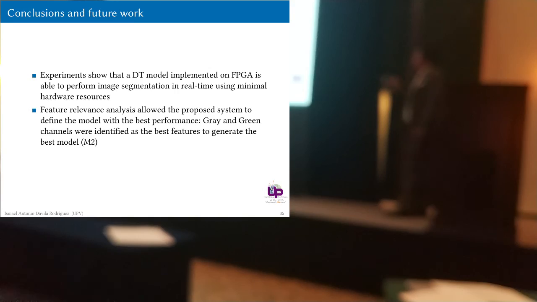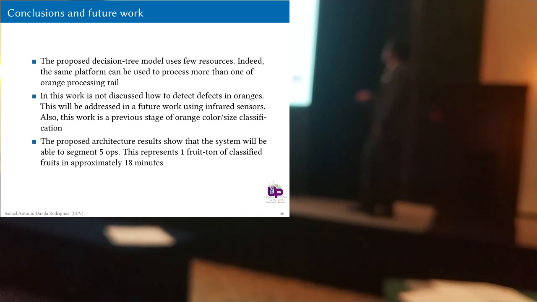In conclusion, the experiment showed that the DT model implemented on FPGA is able to perform image segmentation in real time. Also, the feature relevance analysis allowed us to find the best features and the best model too. The proposed decision tree model uses very few resources, so we can attach another module and maybe process two lines in parallel.